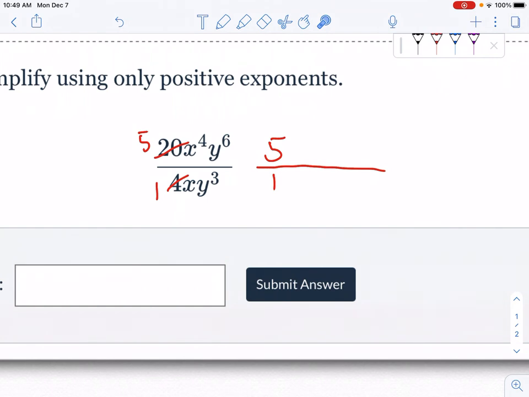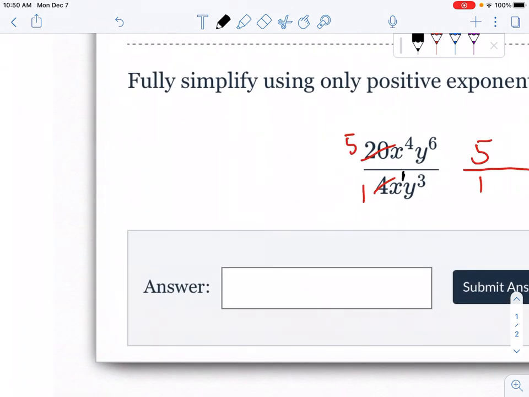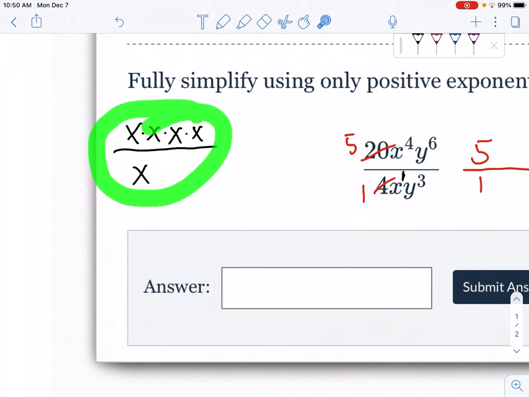So now I'm looking at my x's. I have x to the 4th, and remember this is x to the 1st. There's a 1 there, and if it helps you, write it in. This is saying there are 4 x's on top, multiplying, and there's 1 x on the bottom. If I were to expand this out, so if I just took this x to the 4th over x to the 1st and expanded it out, this is what I'm looking at.